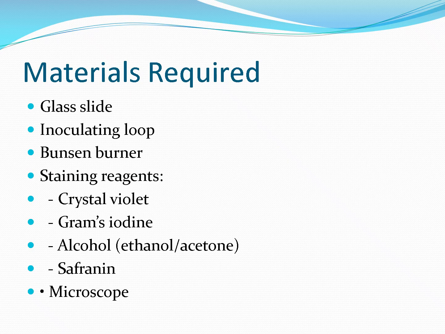Materials required. We need some basic materials: a clean glass slide, inoculating loop, Bunsen burner, and staining reagents, that is crystal violet, Gram's iodine, alcohol, and safranine. Finally, we need a microscope to see the results.